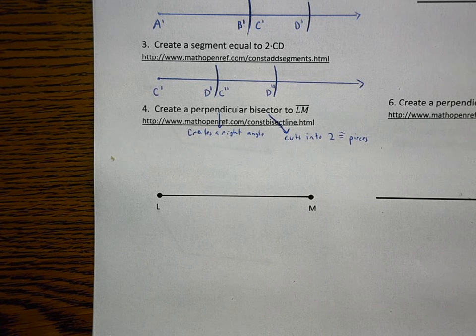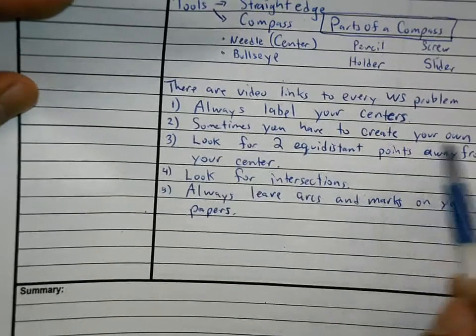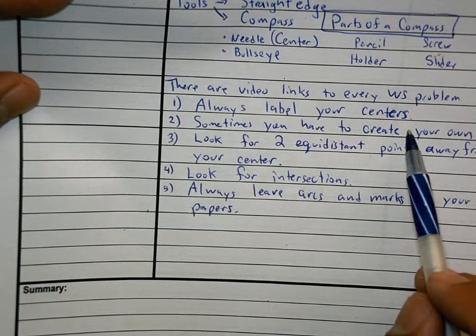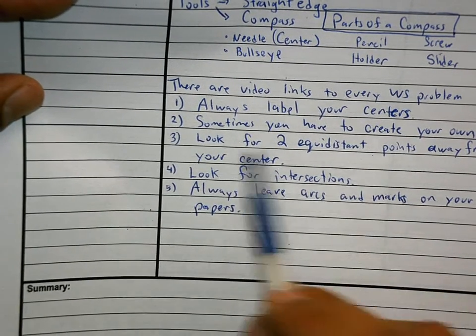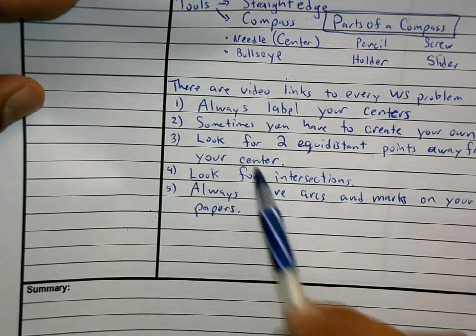Now, how are we going to do a 90-degree angle if we do not have a protractor? This is how we're going to do it. We are going to create some arcs. Now, here's what I put into your notes. Always label your centers. Sometimes you have to create your own rays. That was kind of what we did for the first 3 problems. Now we're going to look for 2 equidistant points away from your center.